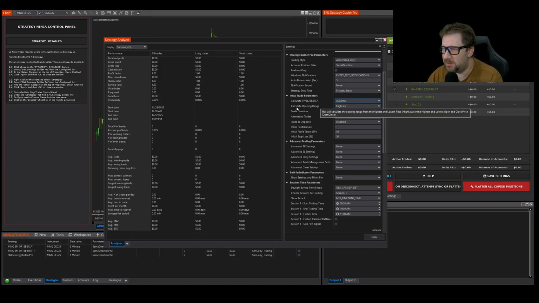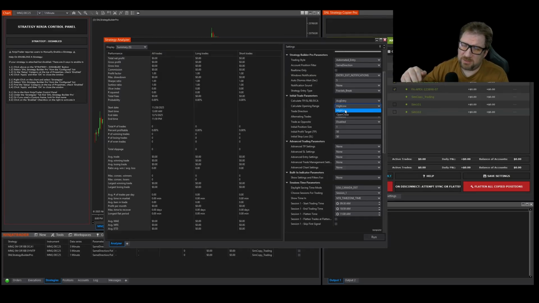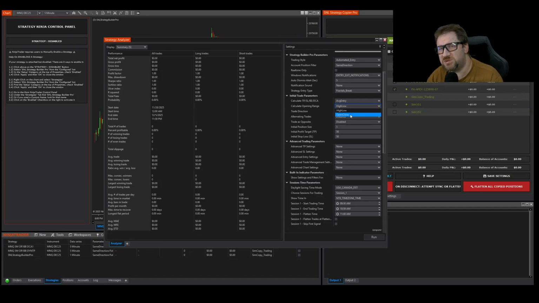The second option here is calculate opening range. And so for this, when you're doing opening range strategies, it allows you to decide whether or not you want to calculate it off the high and the low. So the highest price and the lowest price, or the highest and lowest opens and closes. And that basically takes either the wick values or just the body values. And so high and low is with the wicks, the entire candle, and the open close is just the body values. And so you can choose between that.